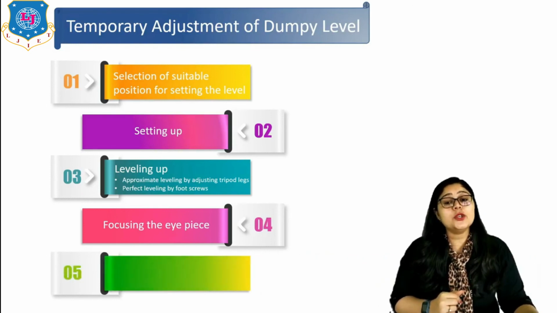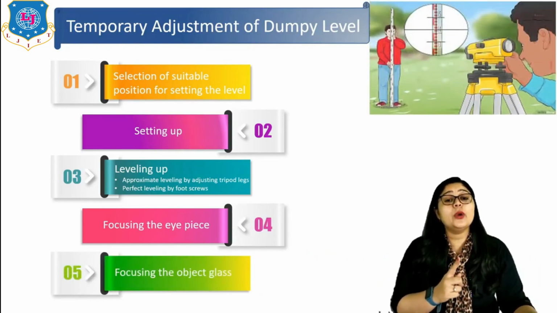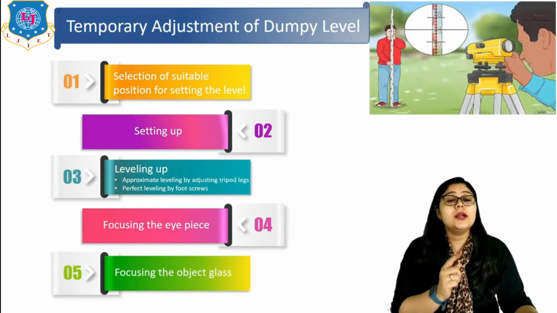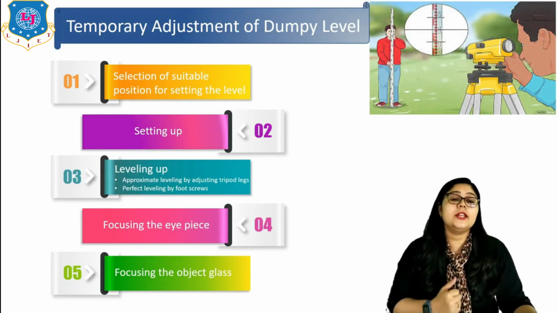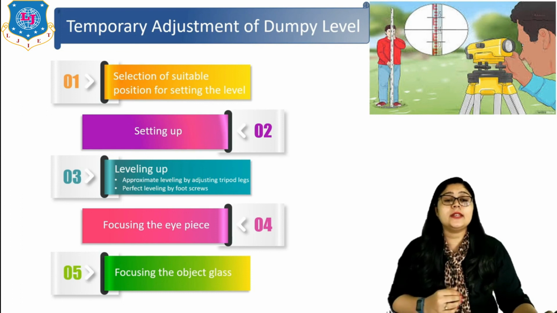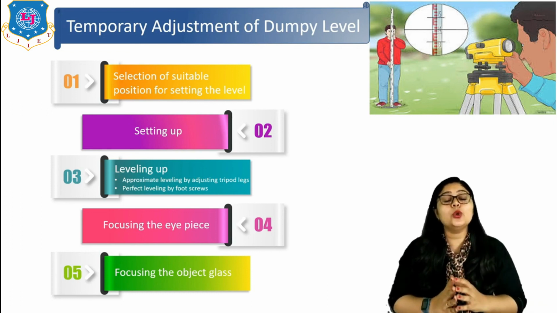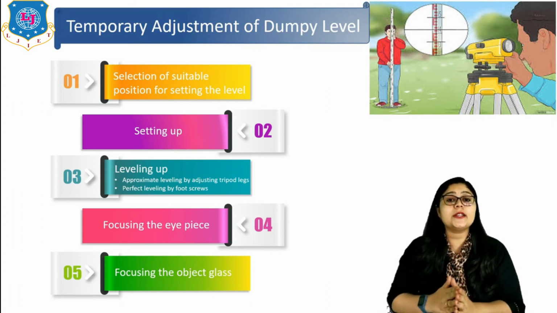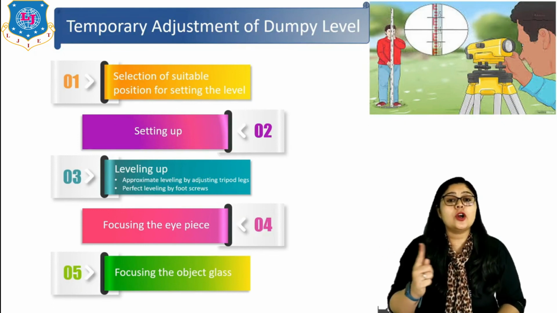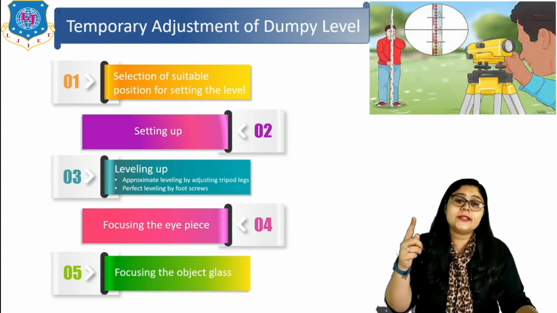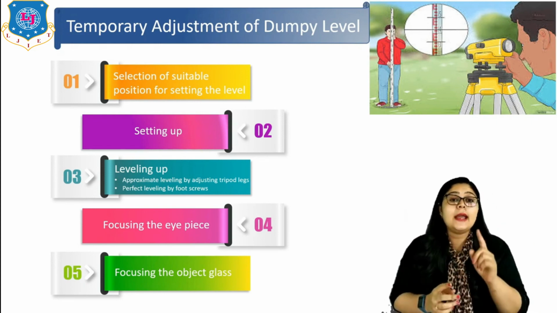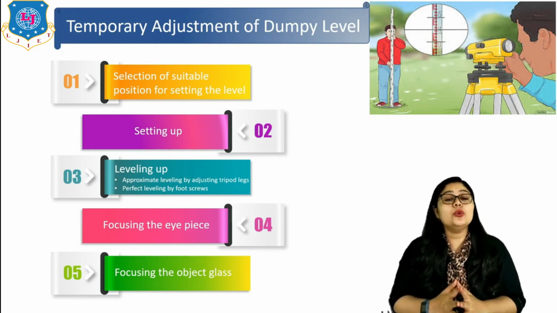And lastly, once you focus the object, it means now you have to take the readings through your diaphragm, through your object glass. It is known as focusing the object glass. Here on screen you can see one person is trying to look through the eyepiece, through the object glass to the staff. It means your object, where a level man is standing by holding the leveling staff.